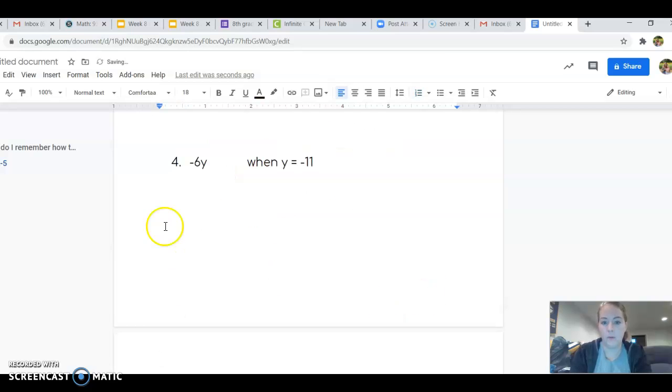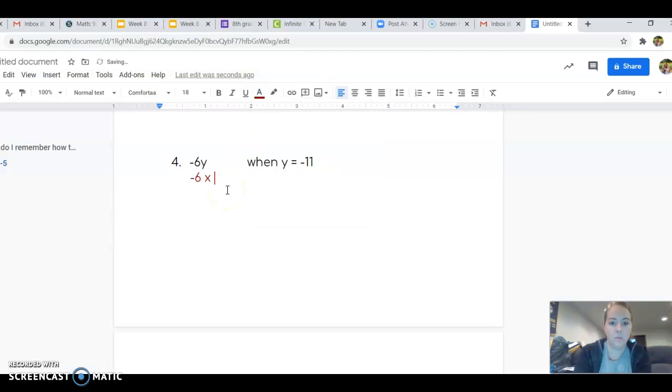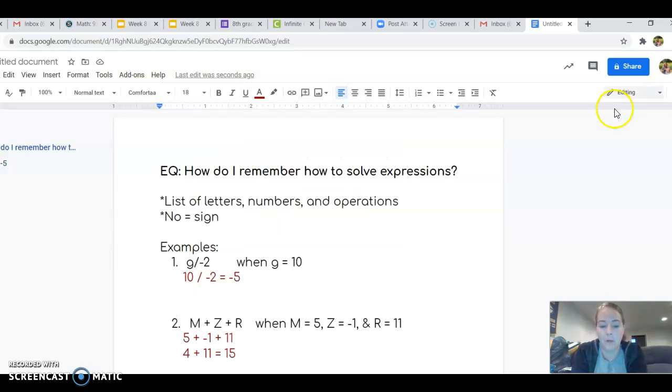All right, let's go to number 4. I have a 6 and a y and nothing in between. That means multiply or times. So it'd be negative 6 times y. Negative 6 times y when y is negative 11. 6 times 11 is 66. And remember that two negatives when you're multiplying turn positive. And when you're doing these, it would be so wonderful if you remembered your multiplication, division, adding, subtracting rules with negatives, but you can always double check your work with the calculator. That might be the best thing to do just to make sure you remembered right.